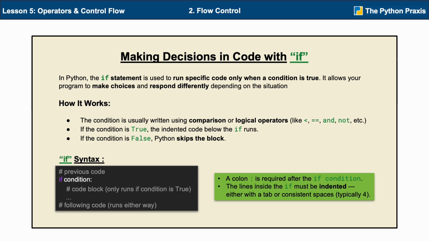The syntax of the if statement is as follows. We start the line with if, and then we write the condition. A colon is required after the if condition. In the next lines after the if, we place the block of code that will only run if the condition is true. These lines of code that are inside the if and will run only if the condition is true must be indented, either with tab or 4 consistent spaces. After the block of code inside the if, our code continues in the next lines but not indented, and this code will be executed whether the if condition is true or false.